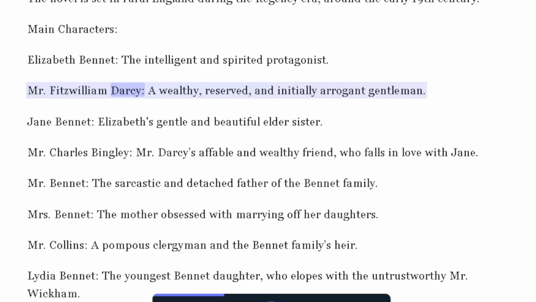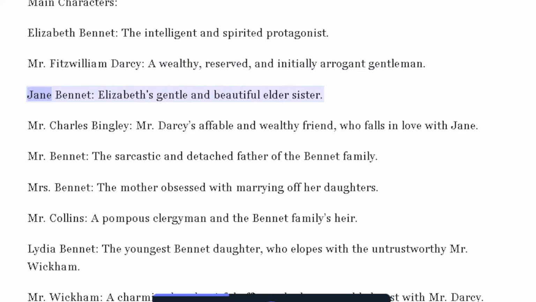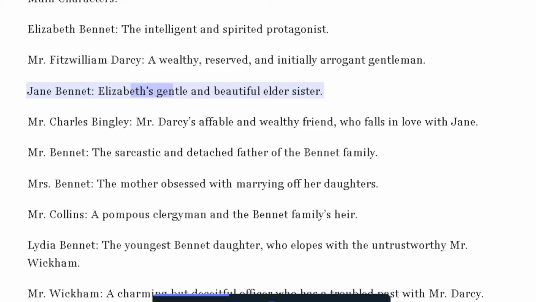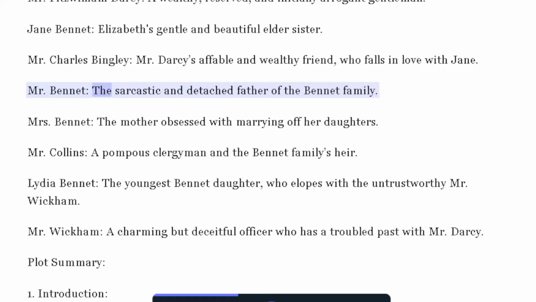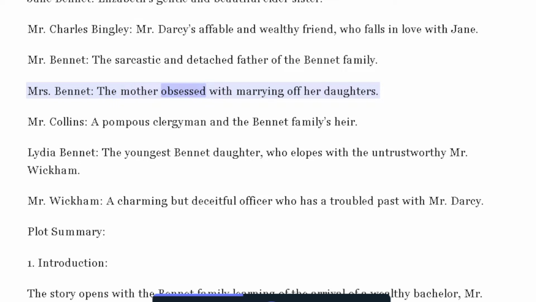Fitzwilliam Darcy, a wealthy, reserved, and initially arrogant gentleman; Jane Bennet, Elizabeth's gentle and beautiful elder sister; Mr. Charles Bingley, Mr. Darcy's affable and wealthy friend, who falls in love with Jane; Mr. Bennet, the sarcastic and detached father of the Bennet family; Mrs. Bennet, the mother obsessed with marrying off her daughters; Mr.